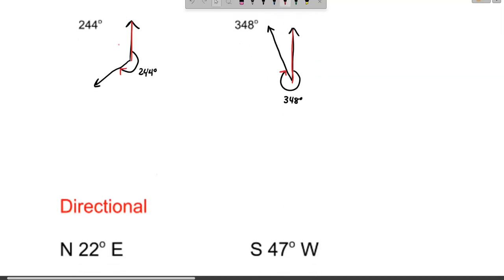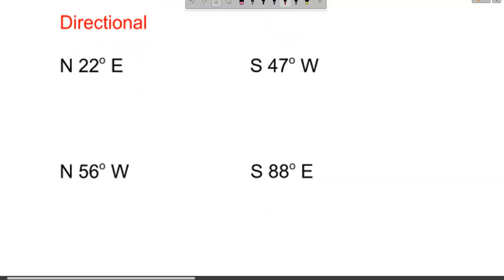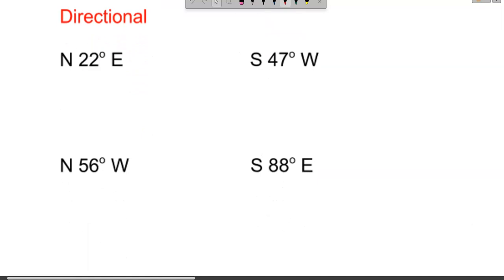Now, on the other side of the coin, let's talk about my favorite one, which is directional bearing. So go ahead and pause this video again and try this one out.